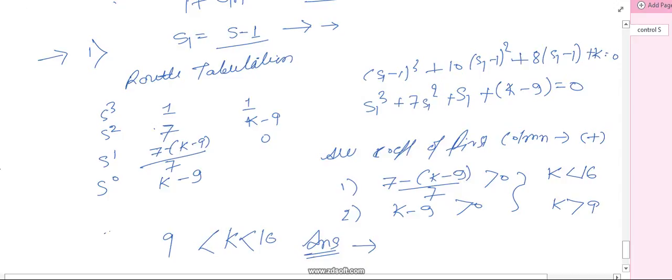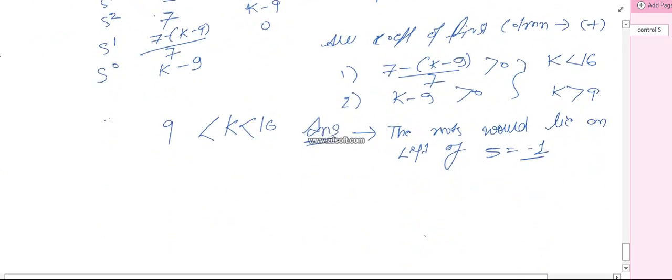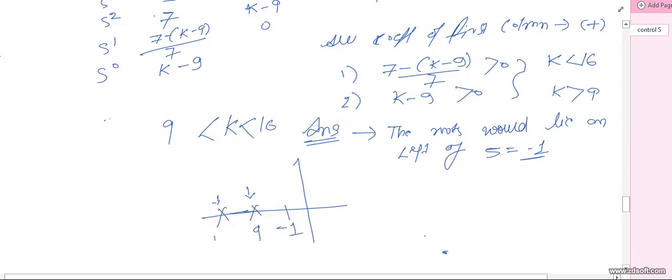So for this value of K, the roots would lie on the left of s is equal to -1, or with the plot if I explain, this is your -1, the roots would lie this side, this would be the roots, that is K lies between 9 and 16, hence we got it.